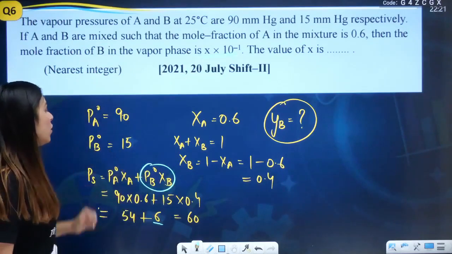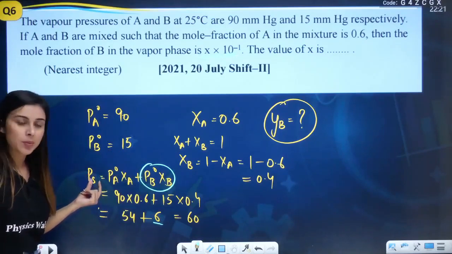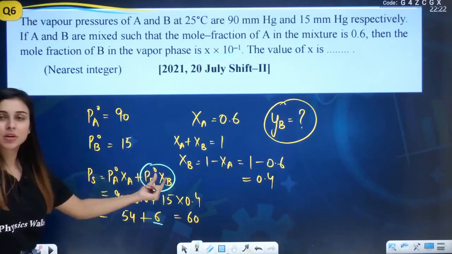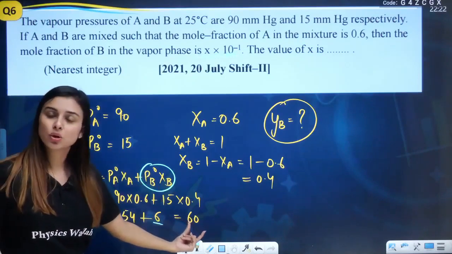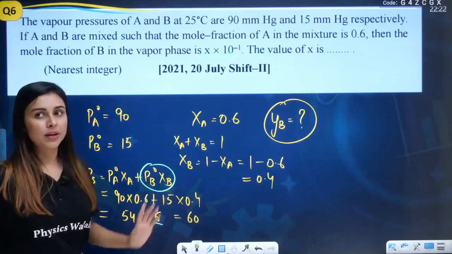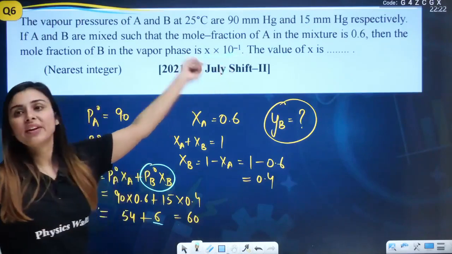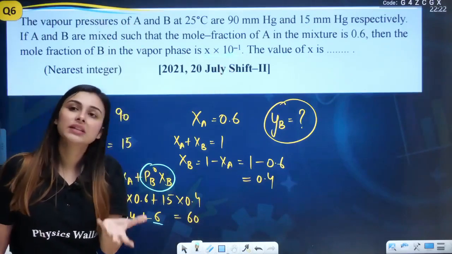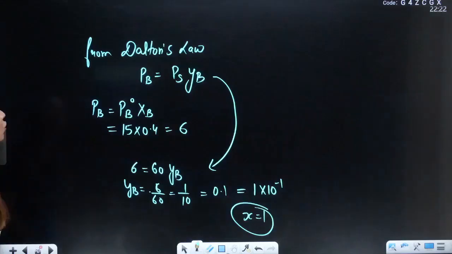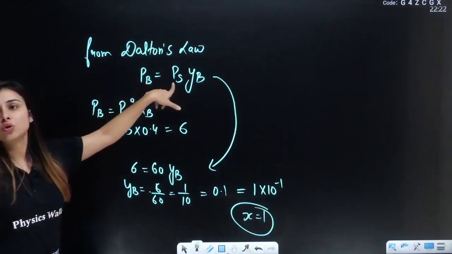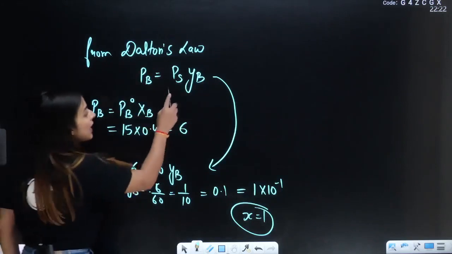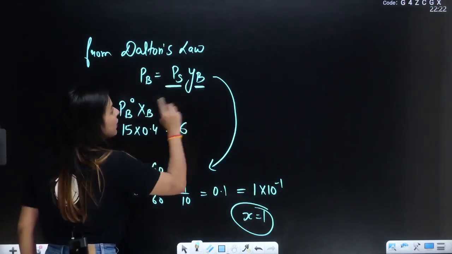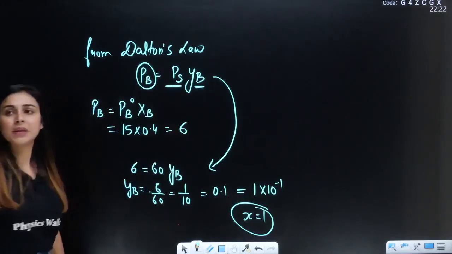Now I know that the solution's vapor pressure is equal to PA naught XA plus PB naught XB, right? So I calculated the solution's vapor pressure as 60. Now, for calculating the mole fraction in the vapor phase, I need to use Dalton's law. According to Dalton's law, PB is equal to the solution's vapor pressure into the mole fraction in the vapor phase. I have calculated this, and I have to calculate this. How will I calculate PB?